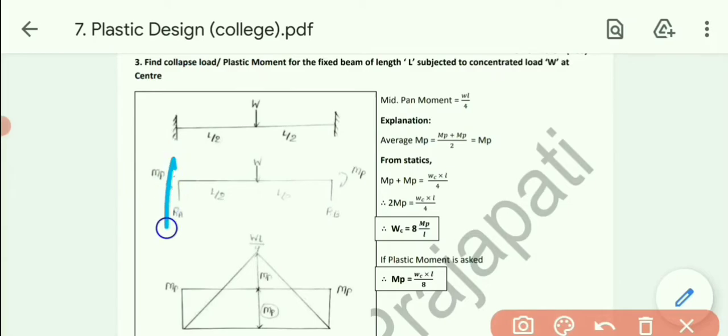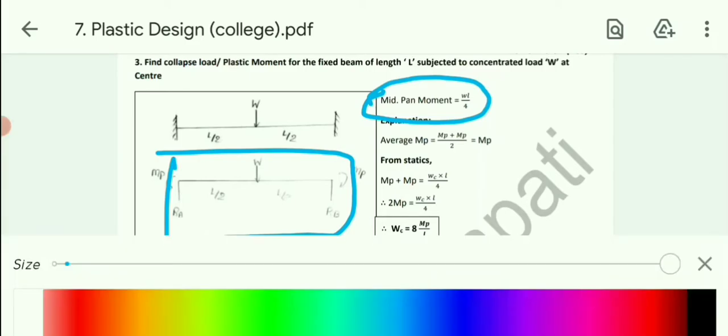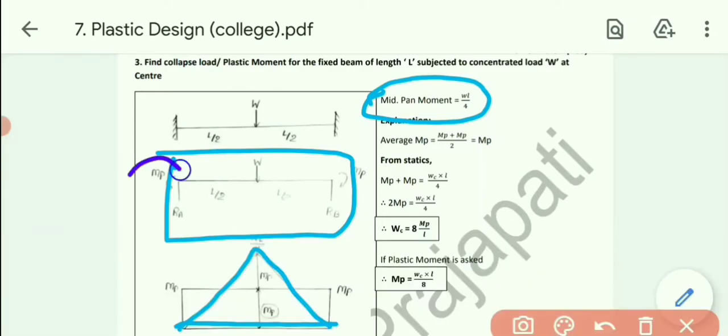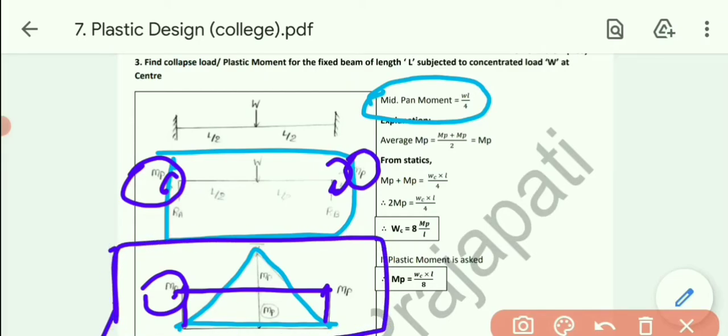So let's draw the first diagram for the simply supported beam with central point load. The moment formula for a simply supported beam with central point load is WL by 4. So ultimately we will get this diagram, WL by 4. Now talking about moment, over here moment is there, MP like this, so its moment will be like this, MP. Similarly on the right hand side again MP is there, so similarly we will get MP over here. Let's connect these two. So this will be our final diagram.